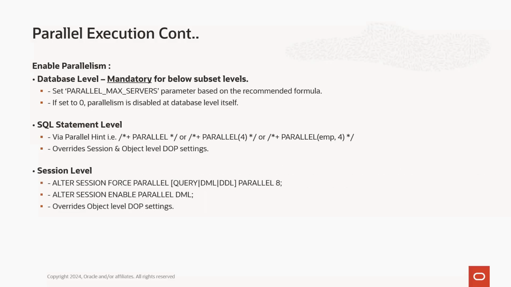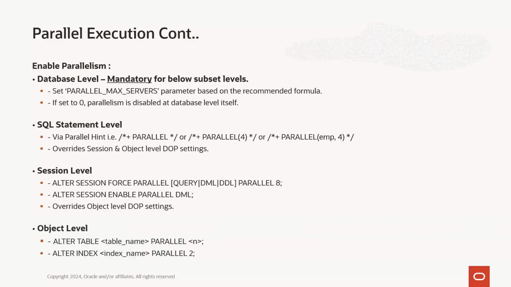At the session level, we can enable parallelism as follows: alter session force parallel query, or parallel DML, or parallel DDL, and parallel 8. This value can be given based on the requirement. Alter session enable parallel DML is for data manipulation queries. If you want to perform any DML operations in parallel, this can be enabled at the session level using the query. It overrides the object level DOP setting. When we give it at the session level, it overrides the object level DOP setting.